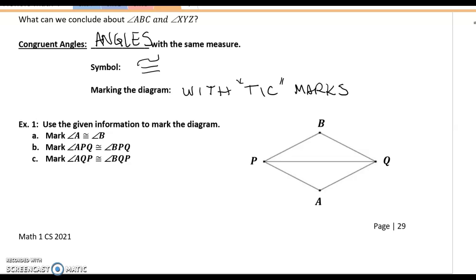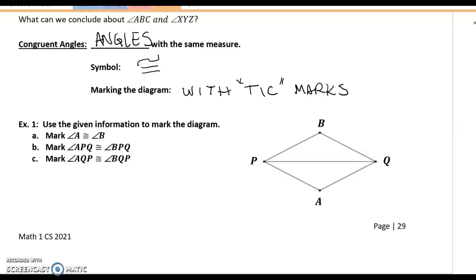Again, I'm going to be using the congruent symbol, which is an equal sign with a tilde above it, when we're making a statement about congruent angles. Also, in the diagram, when we're marking up congruent angles, we're going to use tick marks.